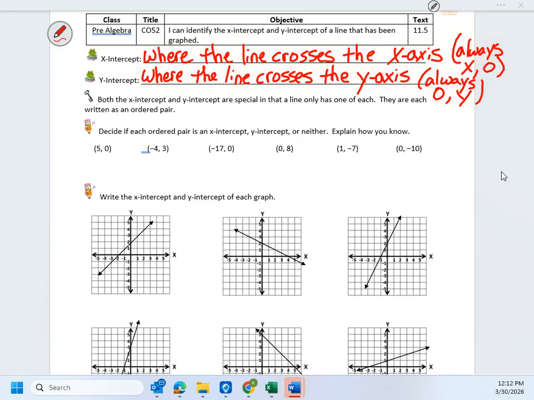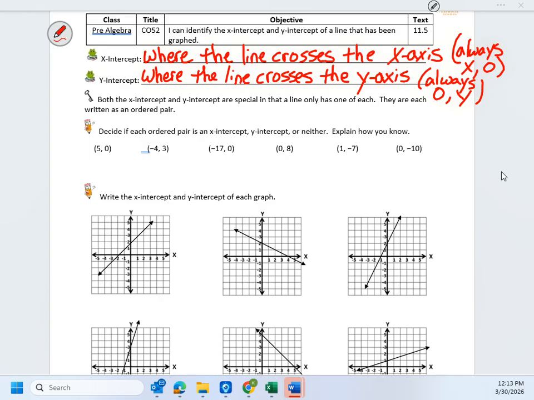So both the x-intercept and y-intercept are special in that a line only has one of each, because that line keeps extending on and on and on forever. So there's only going to be one time it crosses the x-axis, one time it crosses the y-axis. They are each written as an ordered pair. So we're going to decide if each ordered pair is an x-intercept, a y-intercept, or neither, and explain how you know.